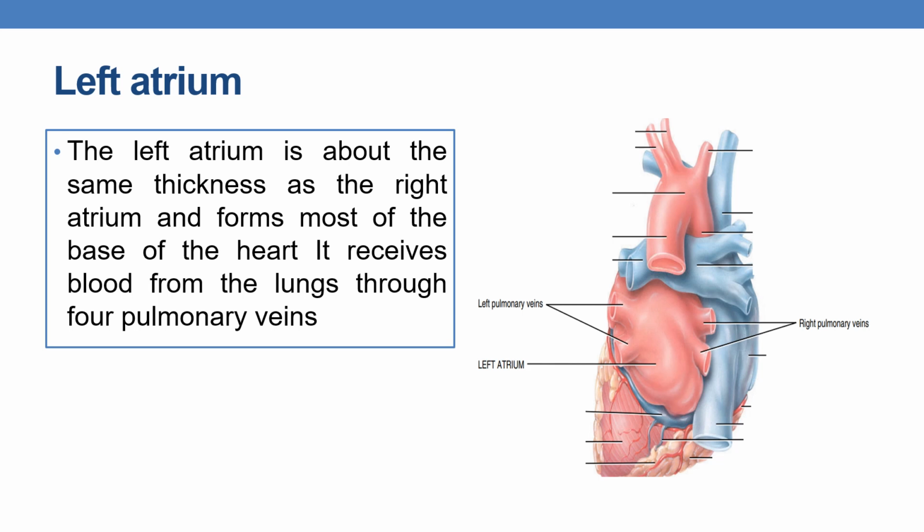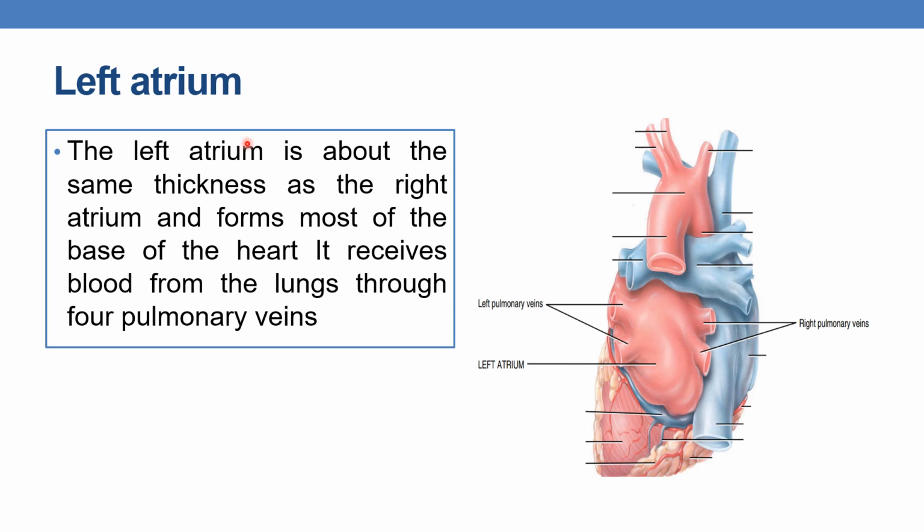Next, coming to the left atrium. We have discussed the right atrium and right ventricle. Now we are discussing the left atrium. The left side of the heart always contains oxygenated blood, hence it is indicated by red color. So this is the left atrium.